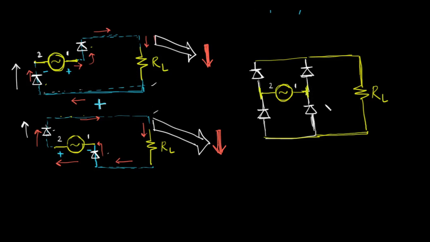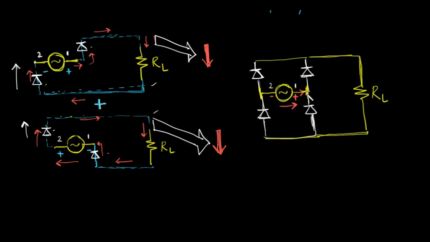All right. So suppose the positive cycle means that the one terminal is more positive than the two terminal. Okay, so in the positive cycle, the voltage source will try to supply current in this direction. All right, so the current arrives here. Let me draw with an arrow. The current arrives at this junction.